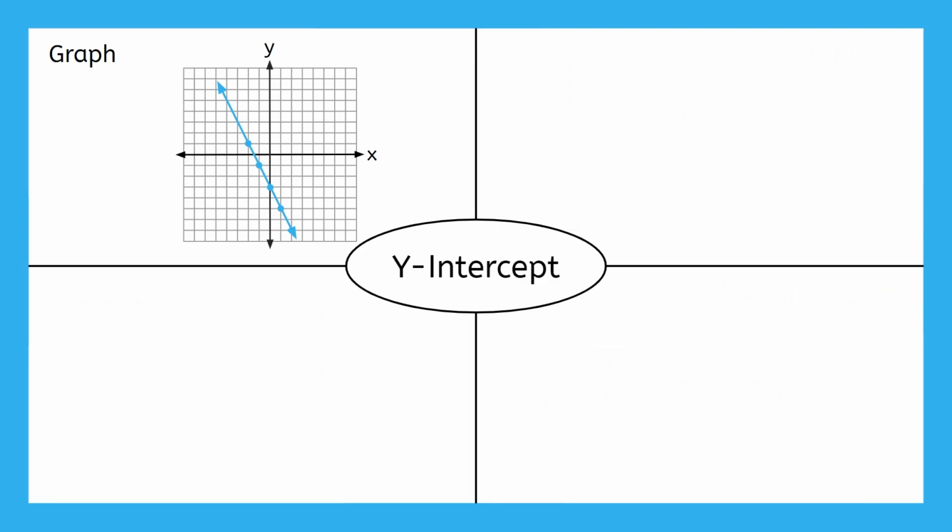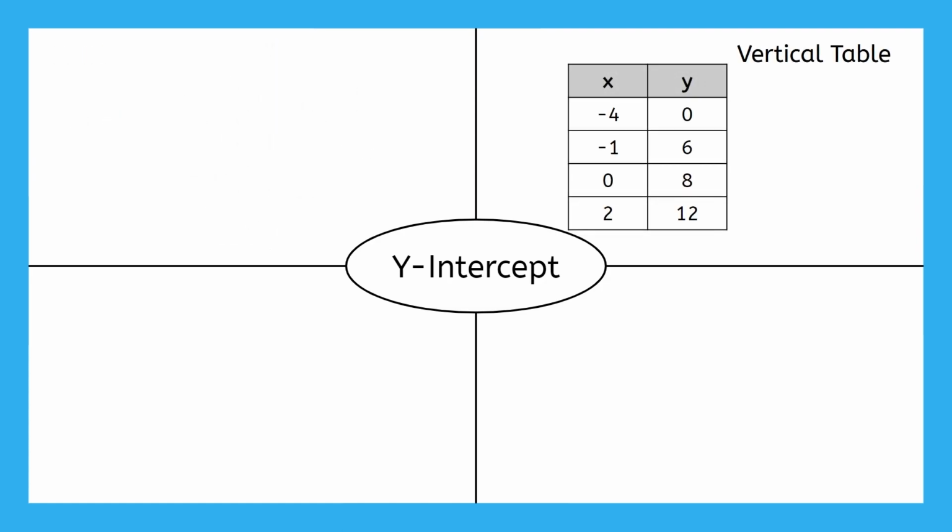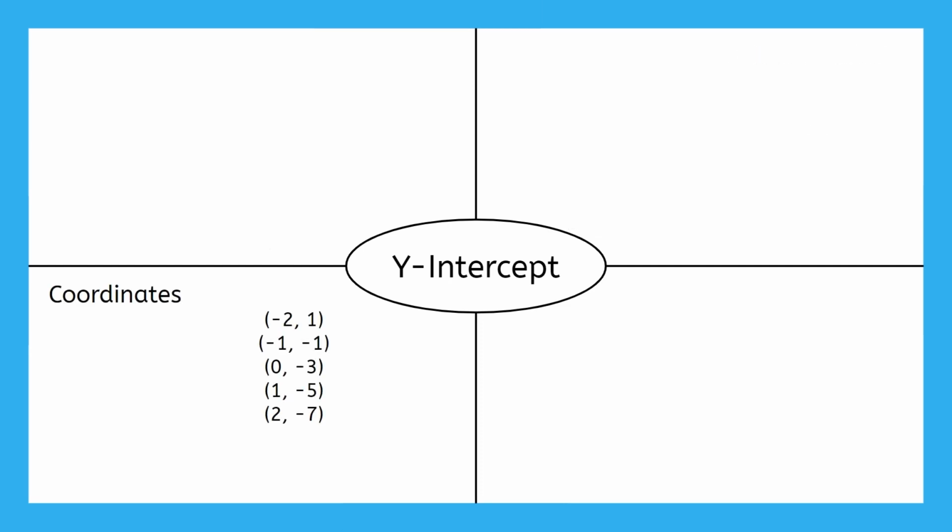Starting with the graph, we know to look for the y-intercept along the y-axis. It's here at 0, -3. In the vertical table, we're looking for a point that is 0, something. Ooh, there are 2 rows that have a 0 in the coordinate. But don't be fooled. This one is the y-intercept, since it would be 0, 8. This top row would actually be the x-intercept, but we don't need that. In the coordinates, we're also looking for one that is 0, something, which would make our y-intercept 0, -3.